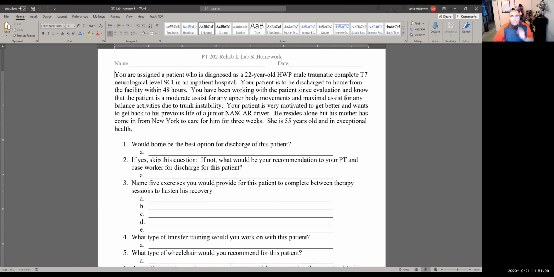So you're in the acute care hospital right now. Would home be the best option to discharge this patient? Okay, so I got to know. What would be the best option? If home's not the best, what would be the best option? Yeah, inpatient rehab. Thank you, Erica. Great. Inpatient rehab's probably the best for this patient.